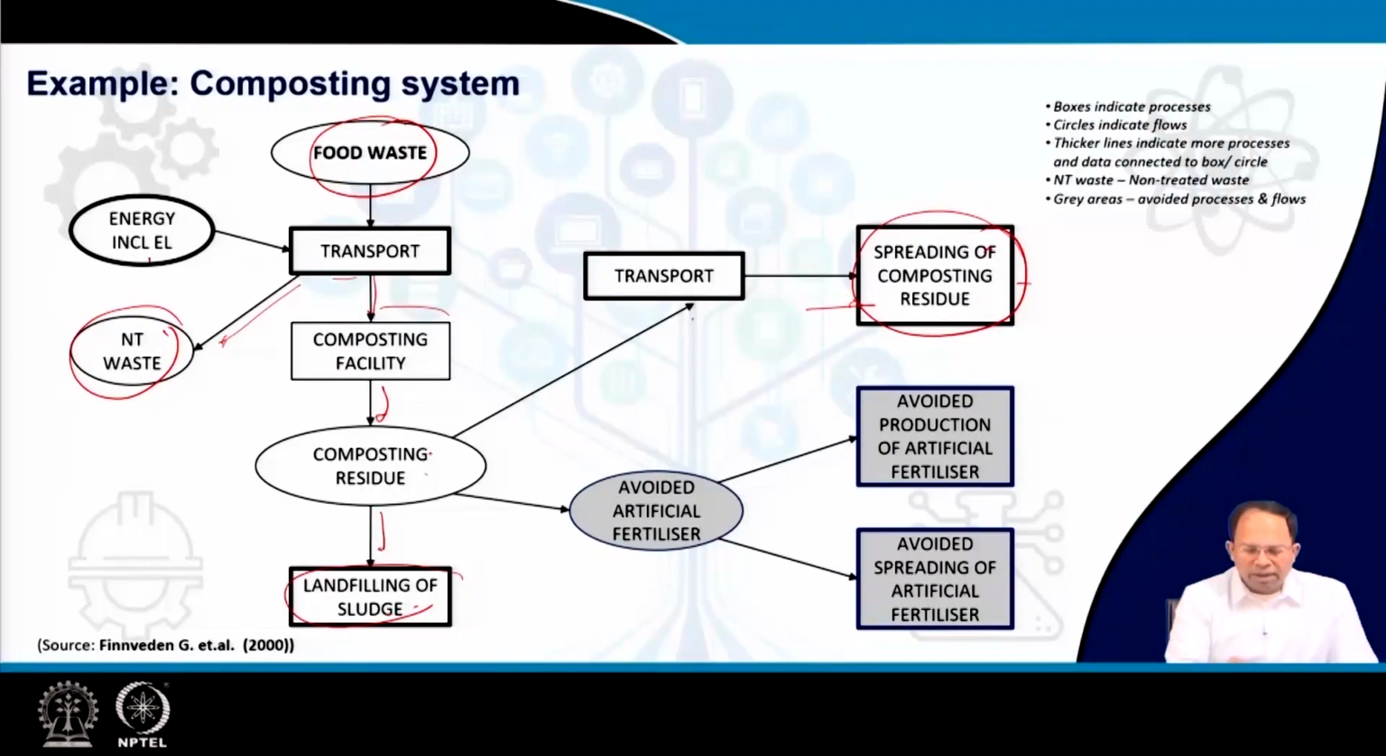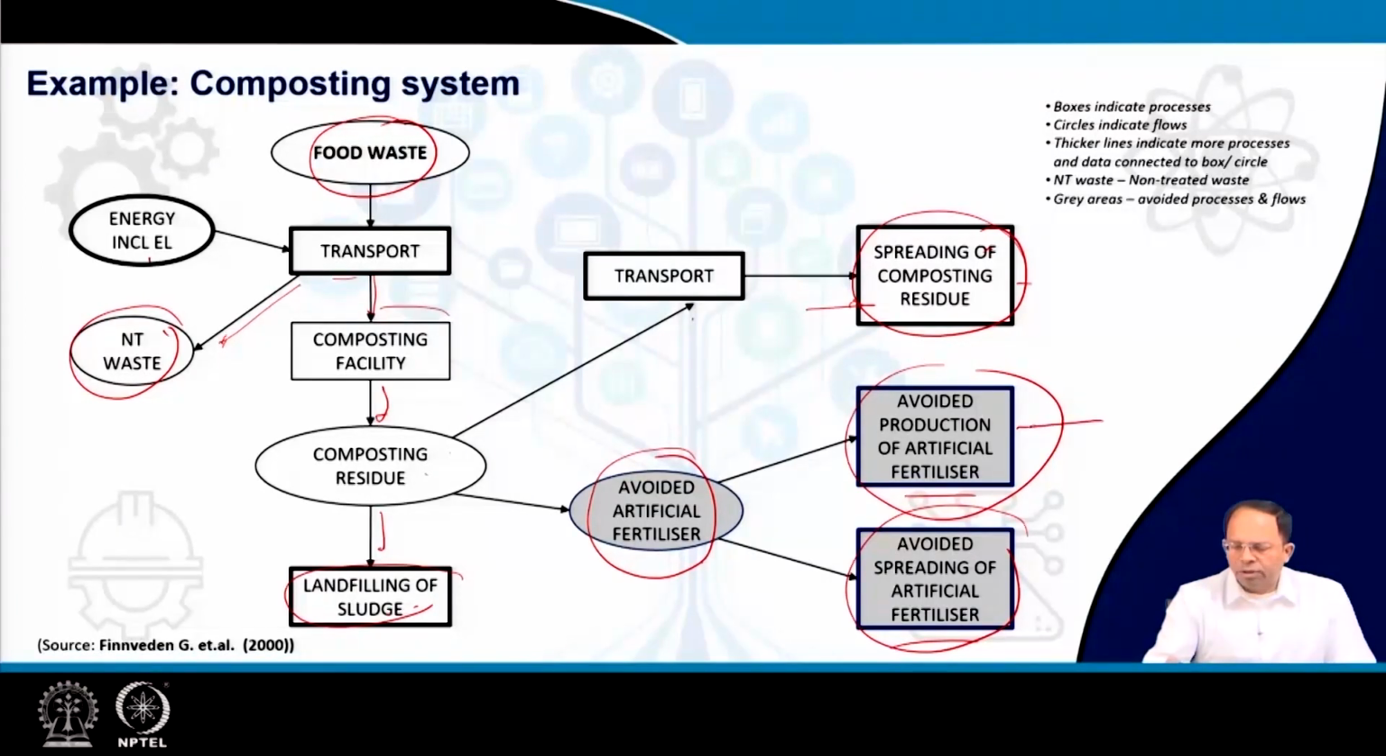Now, because we are doing composting, we avoid creation of artificial fertilizer. And because we are avoiding artificial fertilizer creation, then avoided production of artificial fertilizer, avoided spreading of artificial fertilizer. So these are the two savings that we have made. Now we can again go into detail of this particular process and find out what sort of energy, what sort of environmental impact is there for artificial fertilizer production. So we have to look into the entire process in detail.